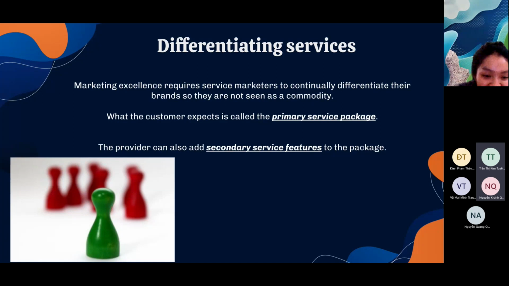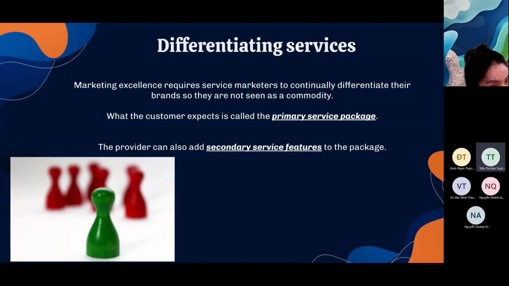We will talk about differentiating service. Marketing excellence requires service marketers to continue differentiating their brand so they are not seen as a commodity. What the customer expects is called the primary service package, and the provider can also add secondary service features to the package. For example, in the hotel industry, various chains have introduced such secondary services as merchandise for sale, free breakfast buffet, and loyalty programs. Innovation is vital in service as in any industry, and it can have a big payoff.